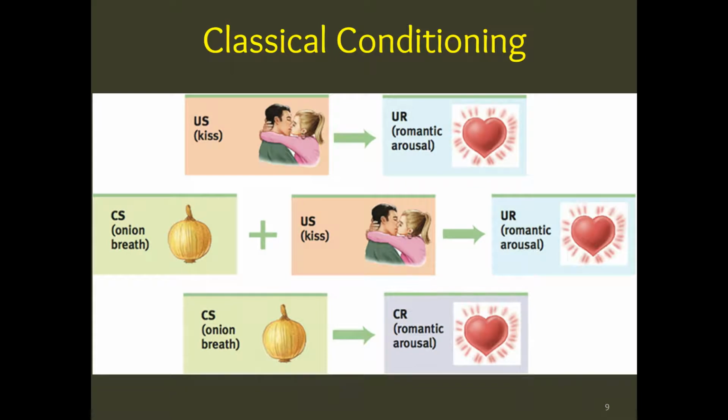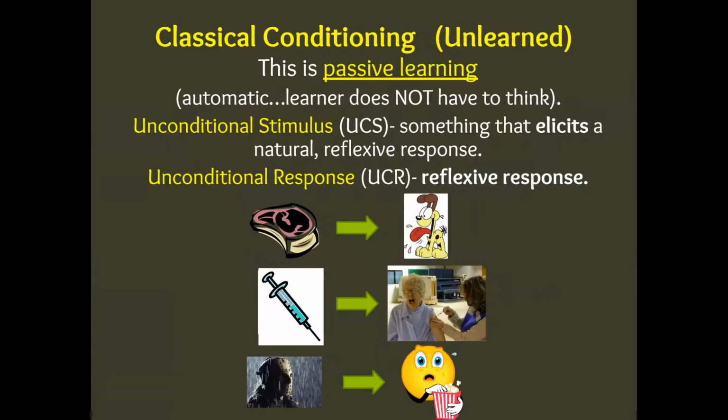You can see this in human behavior too. People who have romantic partners who maybe have onion breath or bad breath, right? A kiss makes people feel romantic, right? Well, onion breath with someone and a kiss still leaves people feeling romantic, and eventually it gets to a point where onion breath by itself will make someone feel romantic, right? This is just standard human stuff.